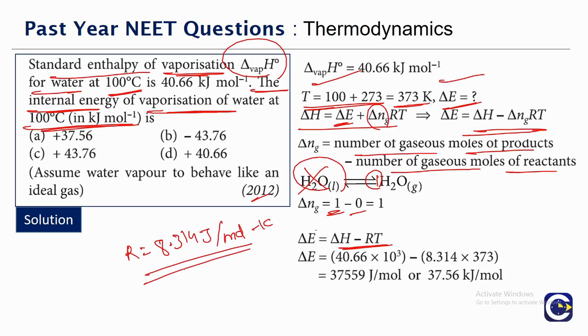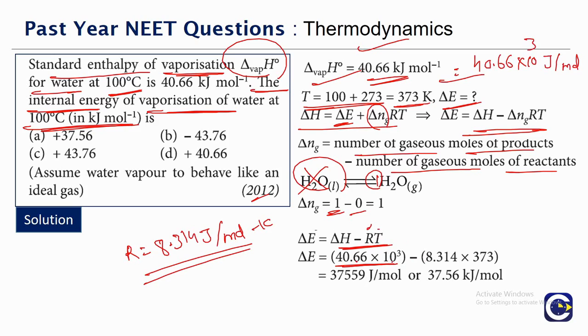Okay, and the value of del H is in kilojoules. Look, the value of del H is in kilojoules, so we have to convert it into joules. How do we convert? Just multiply by 10 power 3, or 1000. So del E is equal to what? Del H, which is 40.66 into 10 power 3 joule per mole, okay? We are converting this into joules, minus R into T.